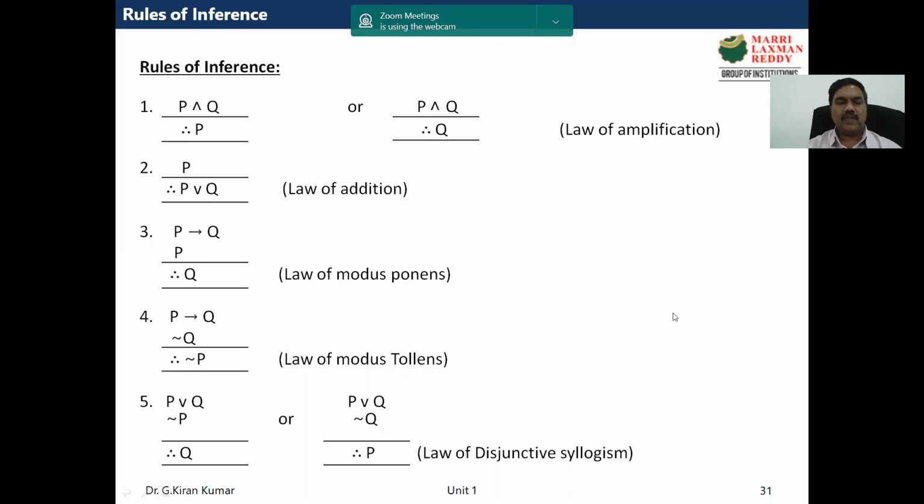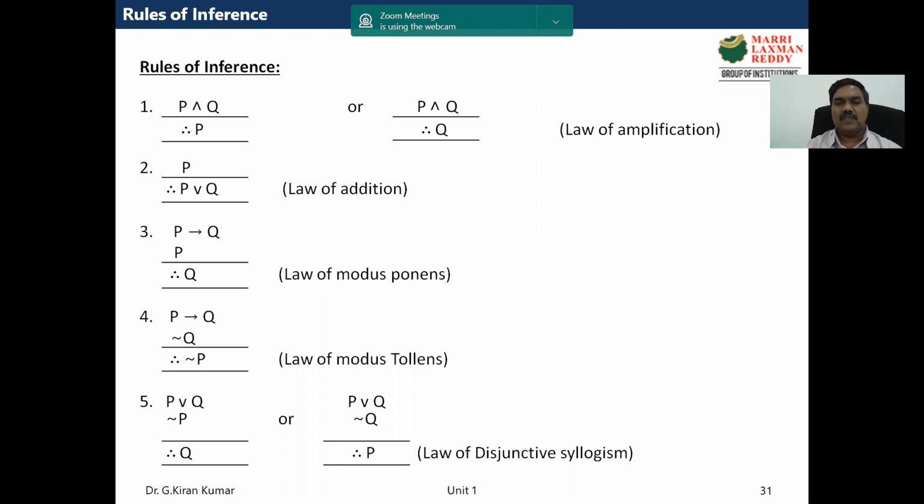Let us discuss rules of inference. In the earlier video, we discussed what logical inference is, and there is a standard method to see whether the given conclusion is valid or invalid. Now, there are a few disadvantages with the standard method.